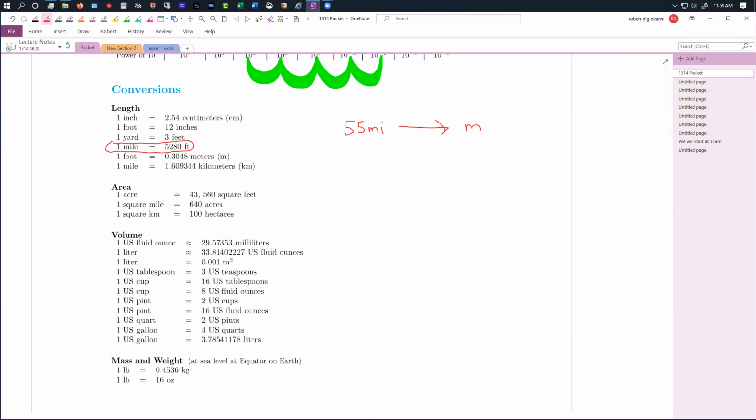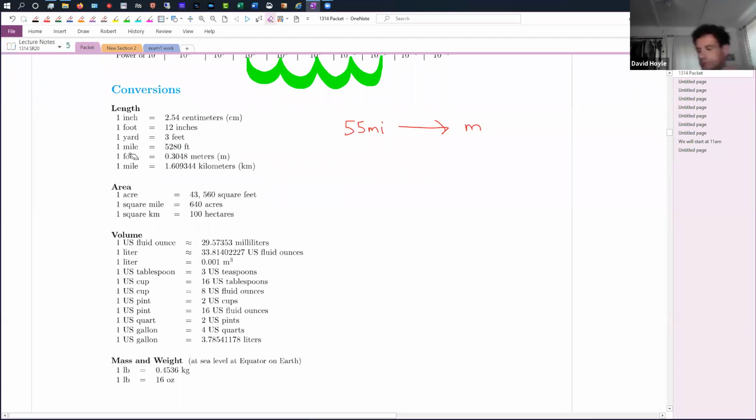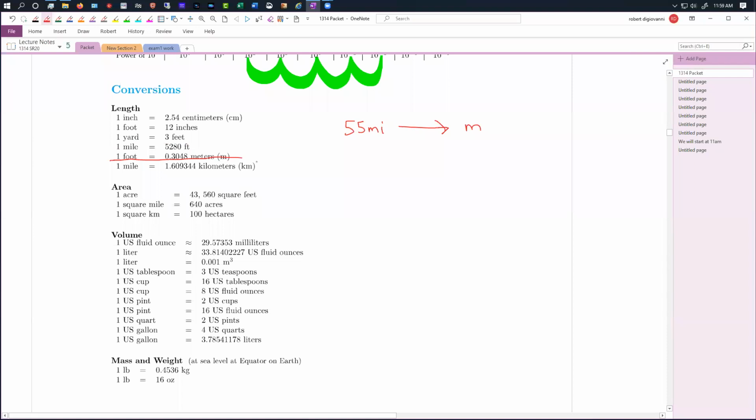So one thing we could do is go from miles to kilometers, and then from kilometers we should be able to go to meters, because that would be a metric conversion. I think that might be the easiest way to do it. So we want to look at this one right here.